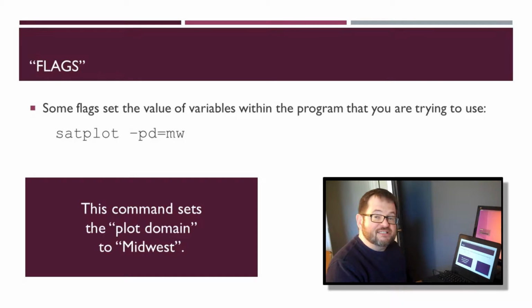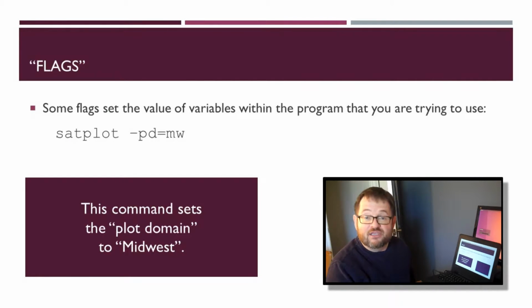And for example, when we were messing around last time, we just wanted to change the domain of a plot, like, spatially where it was, and that flag was minus PD equals, where PD stands for plot domain, okay? And we're passing it the value MW. Literally what's happening is the letters MW are going into a variable inside of the program satplot. Now, how would you know to do that?